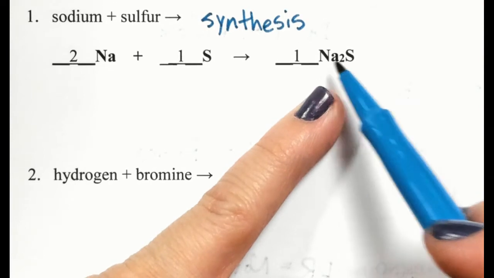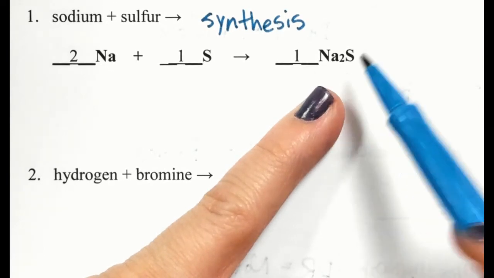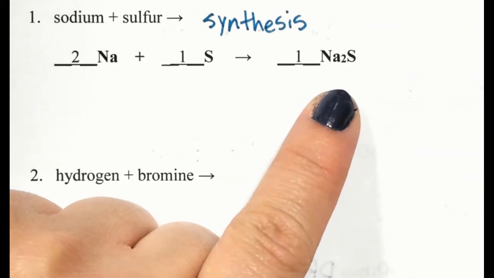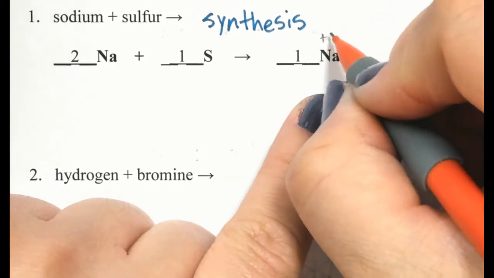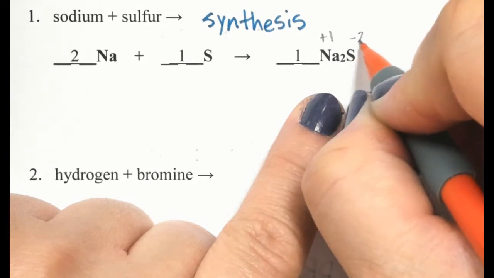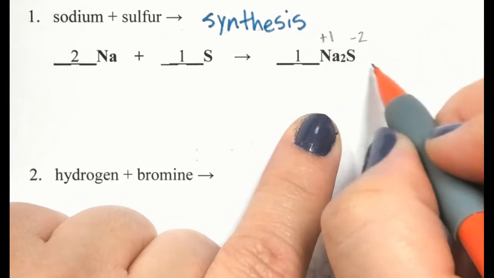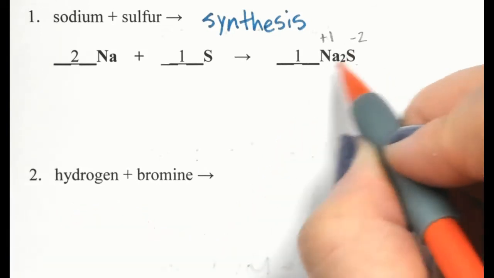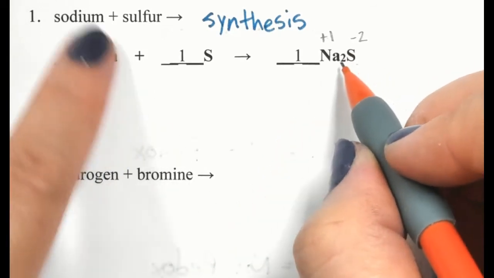So we're going to combine them, and you get sodium sulfide, and the reason that we have the little 2 here is because we have to balance the charges. Sodium is a +1, sulfide is a -2. Crisscross, that puts a 2 next to sodium and a 1 next to sulfide, and so that's why this is the formula of our product.